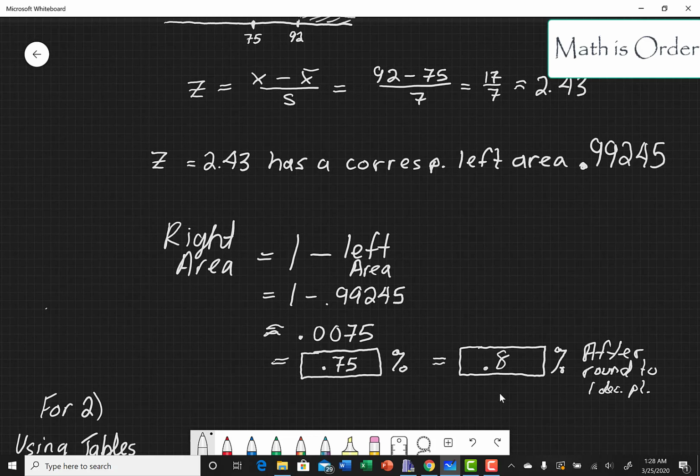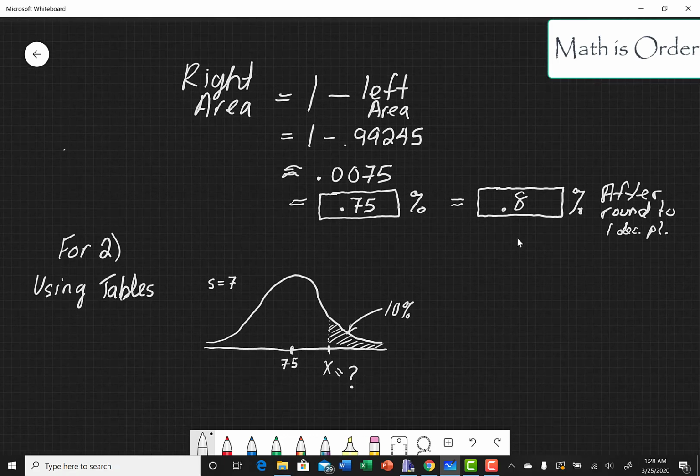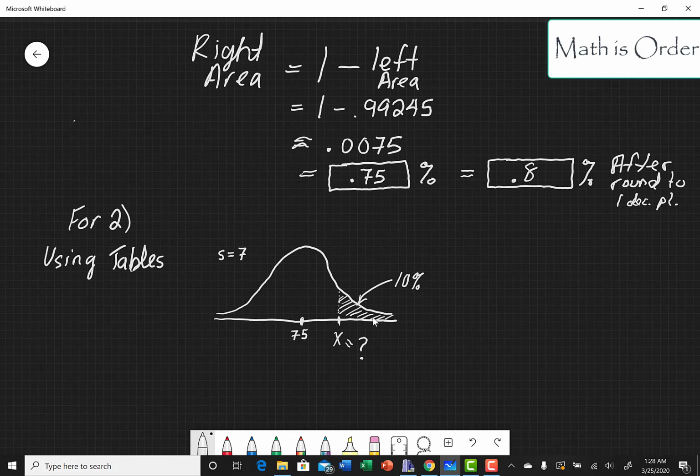All right, let's move to number 2. This time we've got a similar question, but a little bit different. We're given, again, the sample standard deviation. We're given the mean. We're given this area this time, or this probability, or this percentage of the total distribution. But this time we want to find out, what is this score there? What is that data value there?